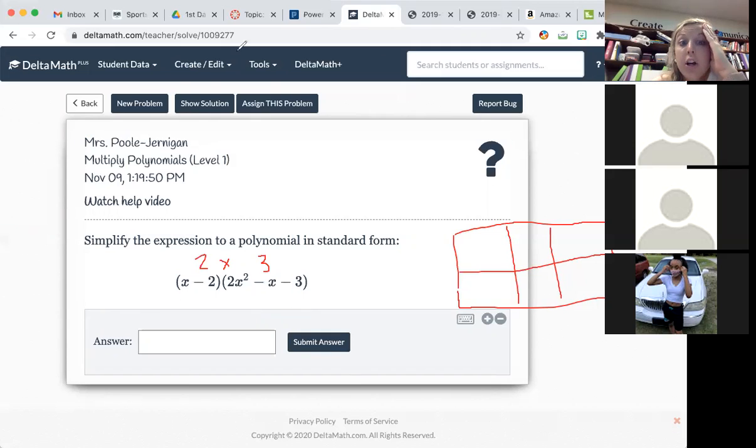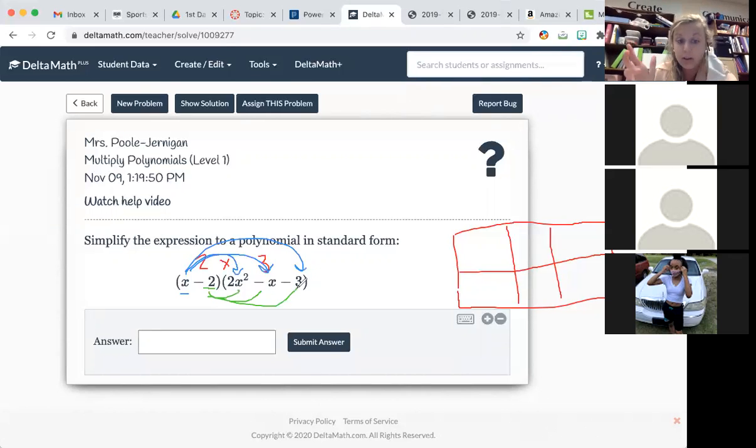Can y'all distribute on this one? No. You can. Y'all don't remember me showing you? You can't FOIL, but you can take the first one, the X, and distribute it to everything. And then you can take the second one, the -2, and distribute it to everything. But that gets really messy. I don't do well with that. If you like that, you can do it that way on your test tomorrow.